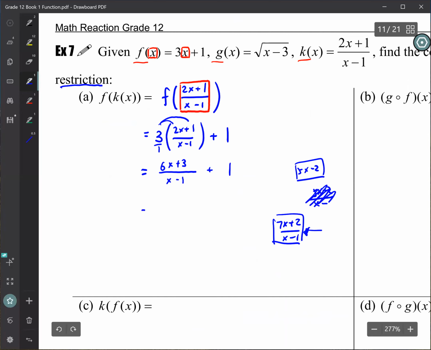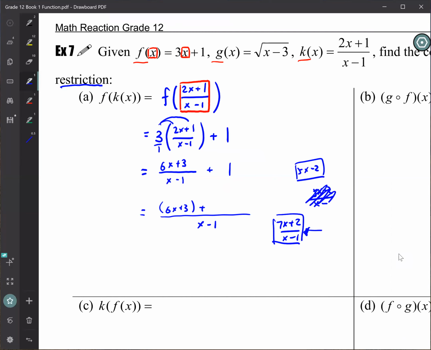Okay, how do we add the fractions together, Vicky? Same denominator, yes, a common denominator. What is the common denominator? x minus 1. So I will put a long line and write x minus 1 in the bottom. So 6x plus 3, plus the 1 needs to become something over x minus 1. So it has to be the same one, right? x minus 1 over x minus 1 is the same as 1. Okay, William, got it so far? Yes. Okay, so that's how you would simplify.